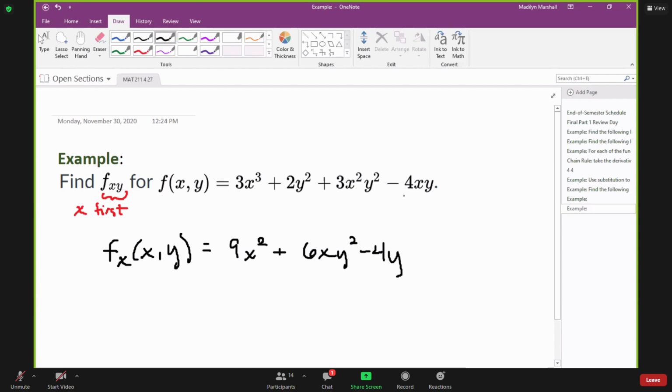So we're starting with that original function. This 3x cubed got its derivative taken, 9x squared. This 2y squared is nothing when we are focusing on x. There's no x in there, so it just goes away. It's a constant. The 3x squared y squared gets its derivative taken, and that y squared doesn't change. And 4xy is just 4y. So that's doing the derivative with respect to x.